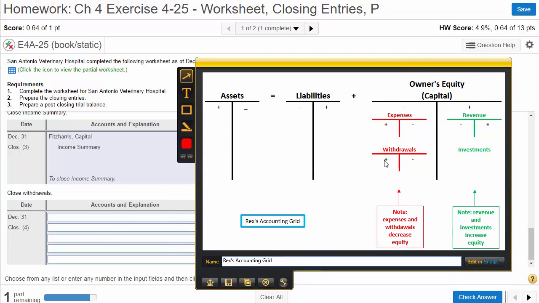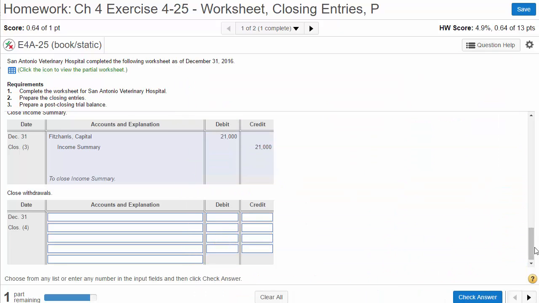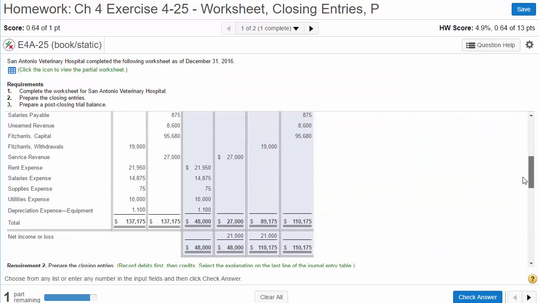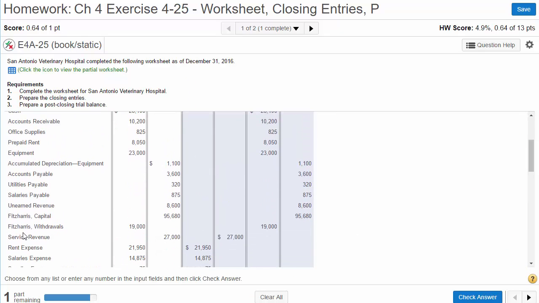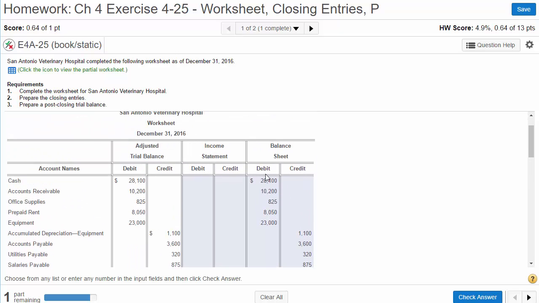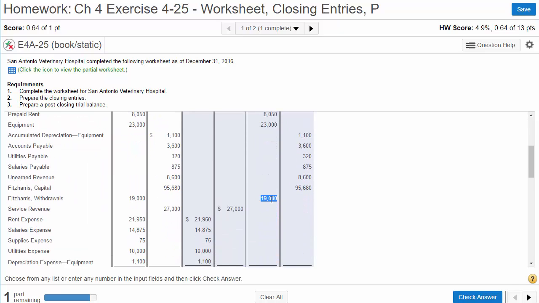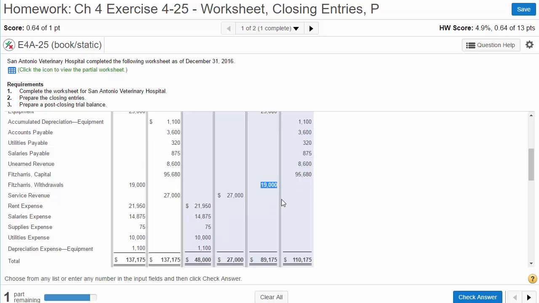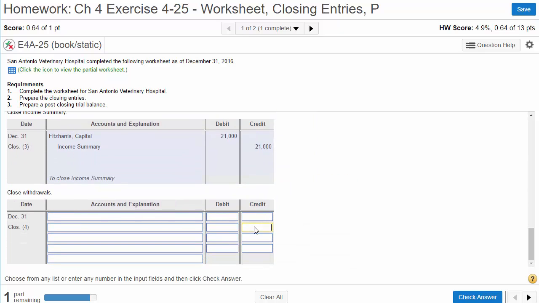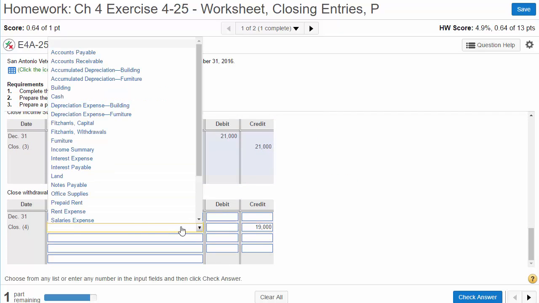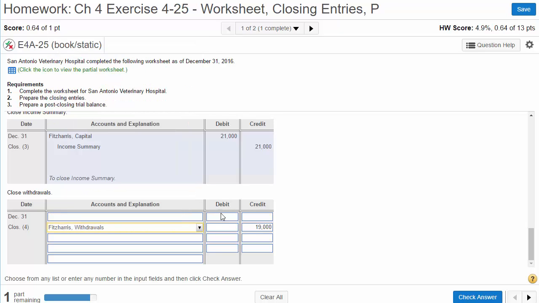Withdrawals normally has a balance on the left side. So let's just double check, make sure that our publishers did it correct. Our withdrawals right here, 19,000, is on the debit side. So we need to close this account. So how are we going to close a debit account? We're going to copy and paste and put it on the opposite side. So that will be my credit.